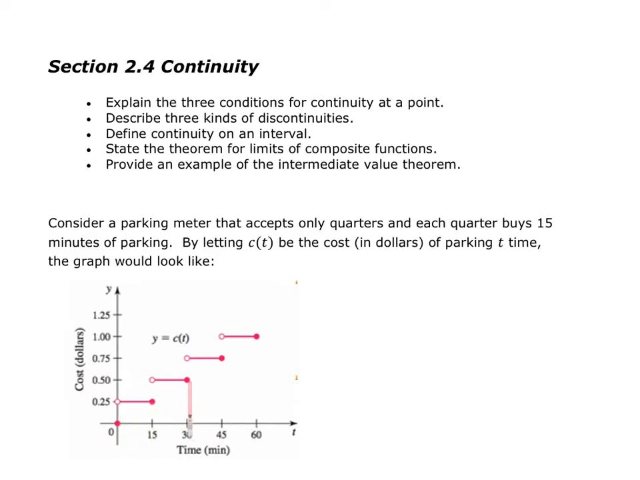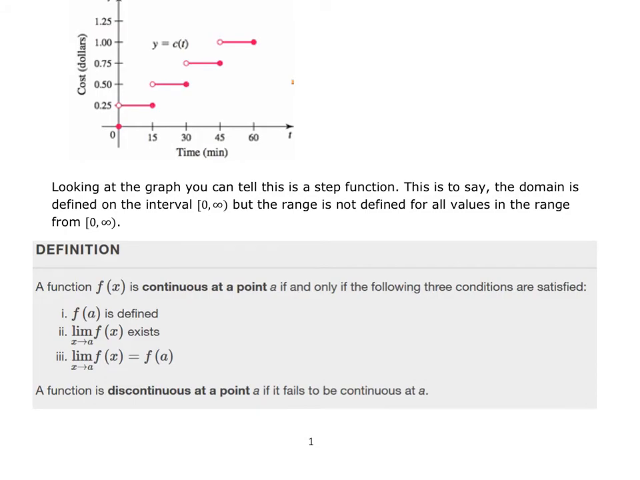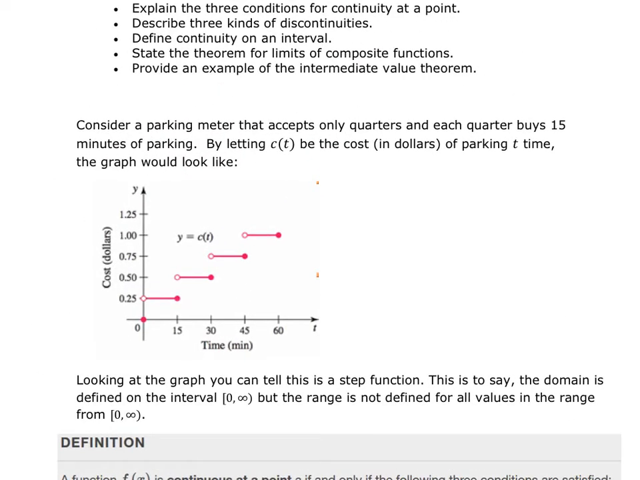The second quarter I put in is going to give me an additional 15 minutes. So I have 30 minutes of parking, but it's going to cost me 50 cents. And then if I put in 3 quarters, it'll give me 45 minutes of parking. Now I can see, looking at this graph, that my domain is from 0 to infinity, but my range has got gaps in my graph. So we have gaps in the graph. When we look at this, it is a step function, and we can see it's not continuous.